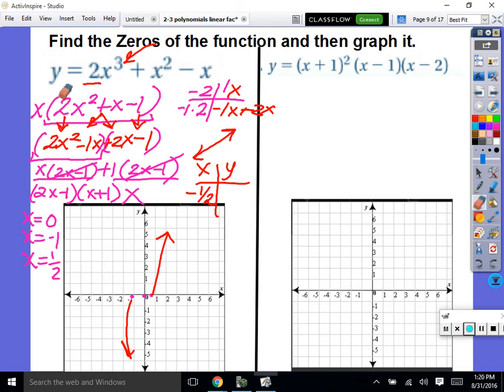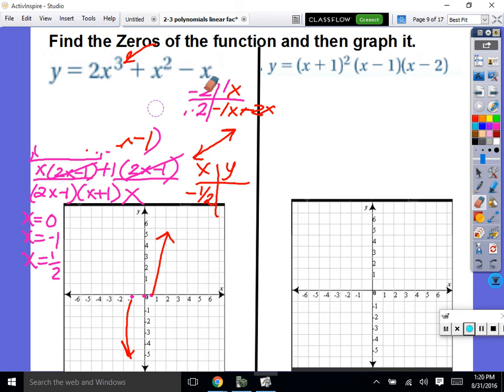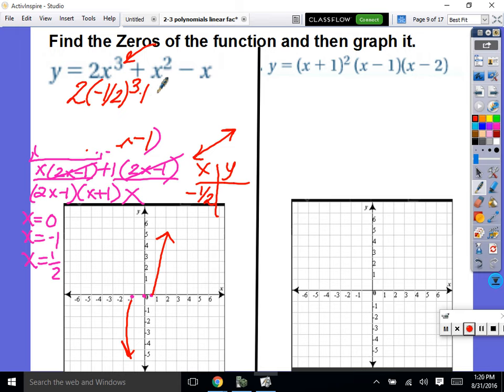You all need to practice typing it in, because the first hour I didn't talk about it and everybody got it wrong, and I talked about it the next time. I always learn from the first hour. So if we plug in negative 1/2, we have to use parentheses. Type it in like this: 2 times negative 1/2 raised to the third plus negative 1/2 squared minus negative 1/2. Anytime we plug something in or substitute something in, you use parentheses. Tell me what you get out.